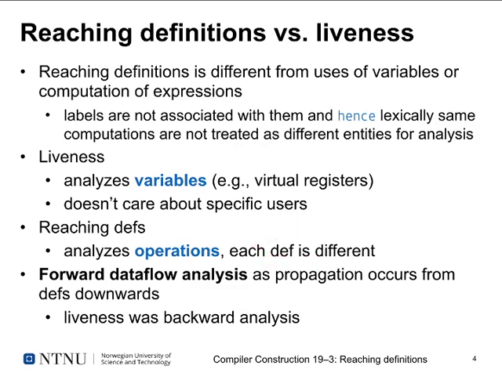So we have a forward data flow analysis now in our reaching definitions analysis. And so we analyze values as the propagation occurs from the definitions downward. In contrast, liveness was a backward analysis. So we went backward through our control flow graph.